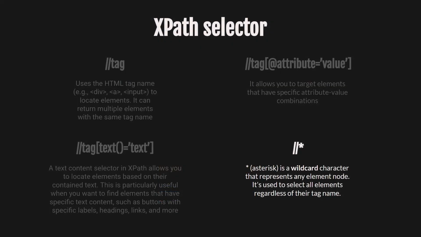Let's check the next XPath locator, that is asterisk. Asterisk is a wildcard character that represents any element node. It's used to select all elements regardless of their tag name. As you can see, it means that in our previous XPath selectors, instead of double slash and tag, we can write just an asterisk after the double slash. Let's check it.